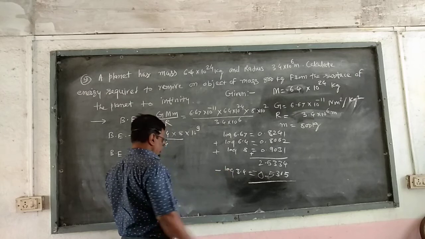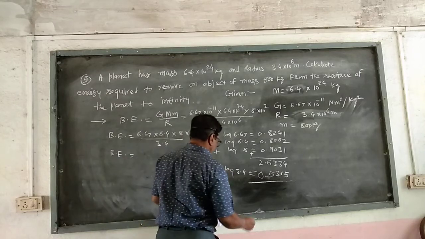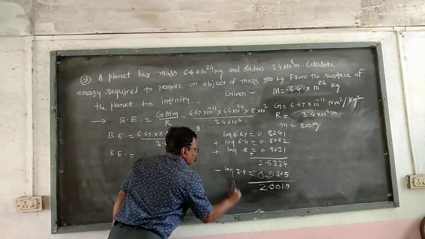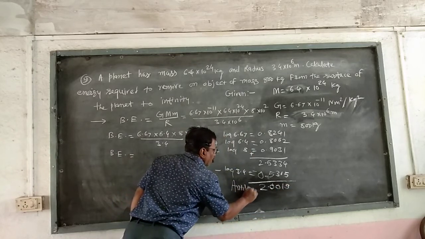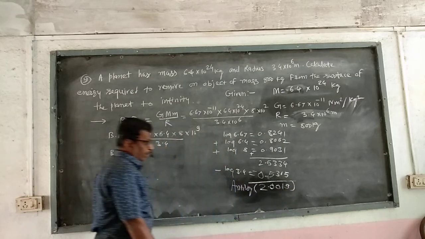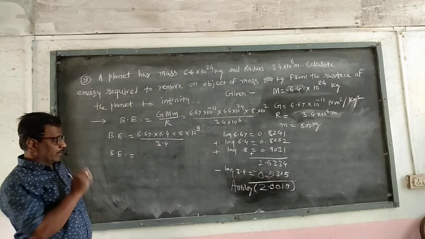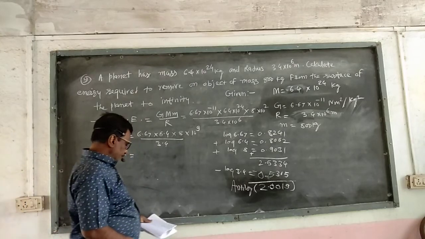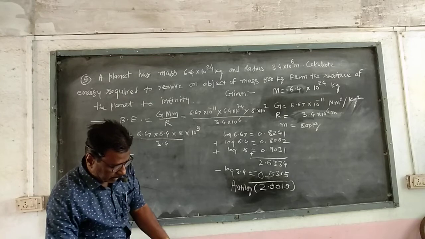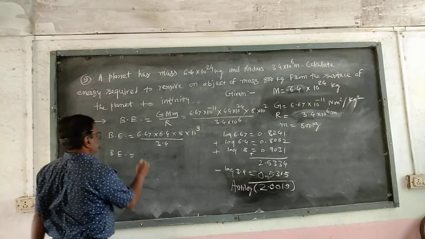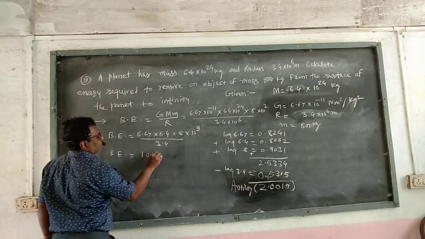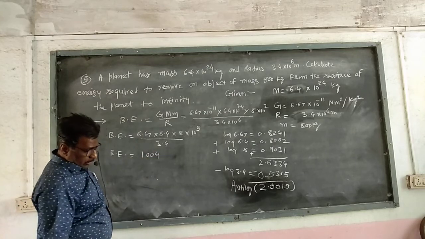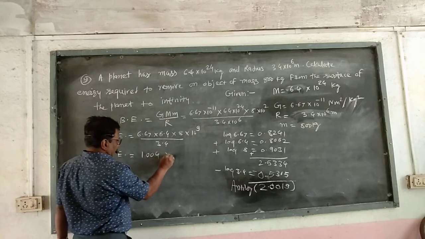When we subtract this number we get 2.0019. So antilog of that number. आता अँटी लॉग पाहिजे या ठिकाणी 0.00 चा 1 मध्ये मीन डिफरन्स 9 मध्ये त्याची व्हॅल्यू या ठिकाणी 1004. आता या ठिकाणी आपल्याला व्हॅल्यू राहिली 10 टू द पॉवर 9.